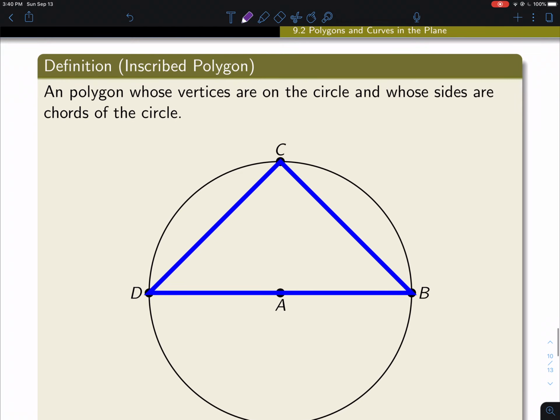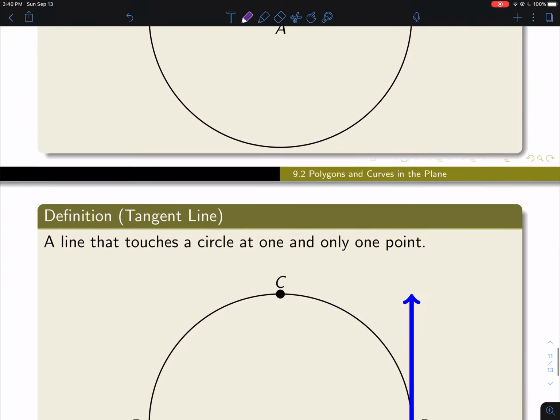And an inscribed polygon, in this case, we've got a nice little triangle on the inside. So any polygon shape that you can form that lives inside the circle could be an inscribed polygon. So there could be lots of different possibilities here. Again, you can see this in blue.